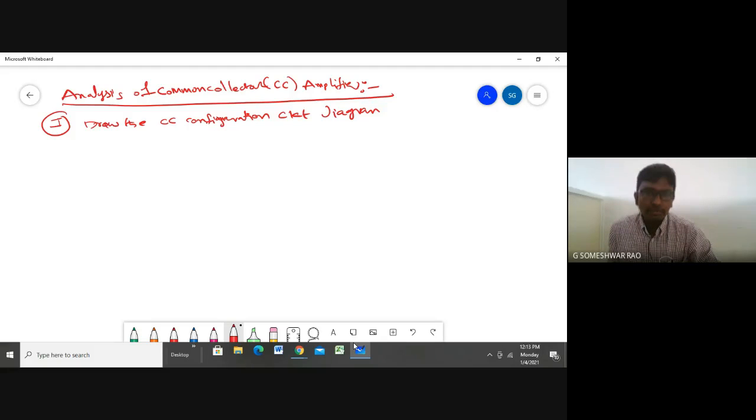When I say CC configuration, of course you know that the collector terminal is grounded. Am I correct? This is the collector terminal, grounded. Opposite to this one, we will be having the emitter terminal. At the emitter terminal you will have RE, and you will have a biasing circuit R1, R2, and this R1, R2 form a biasing circuit.